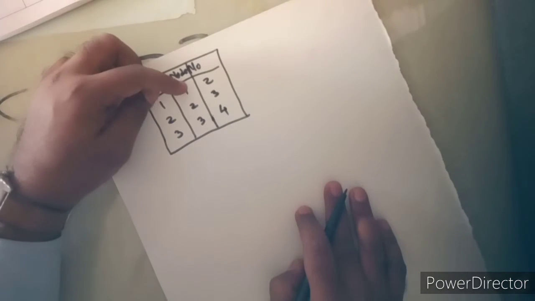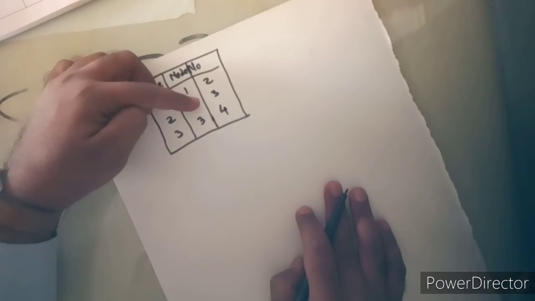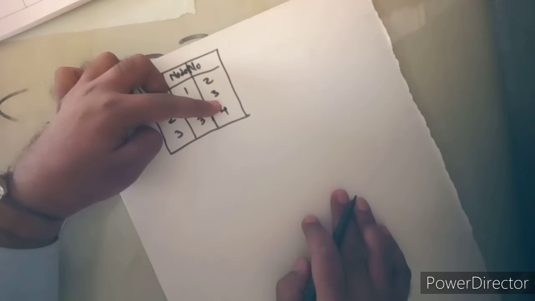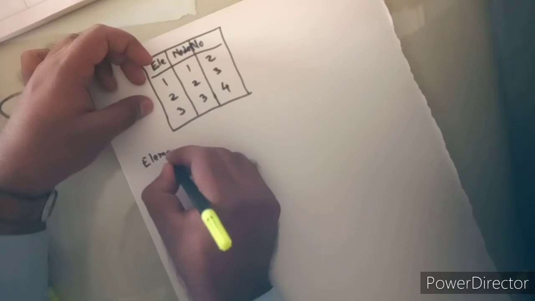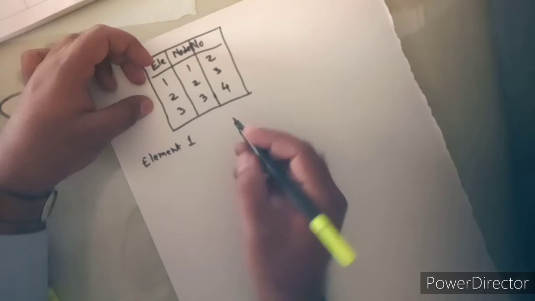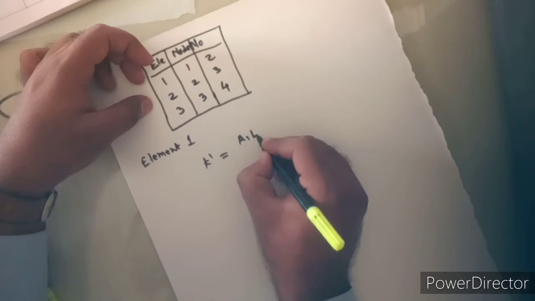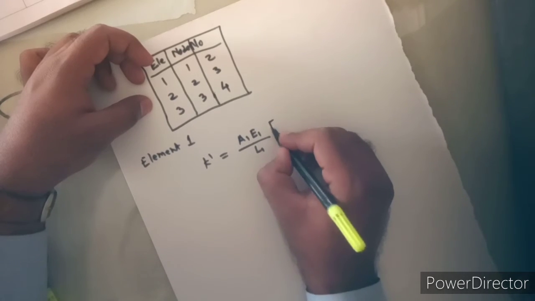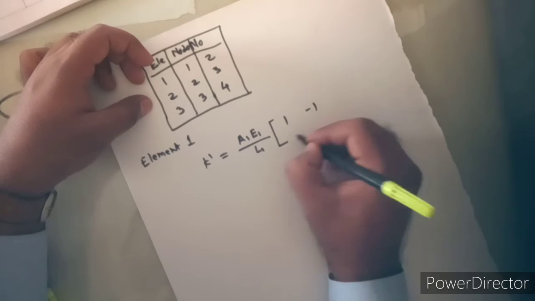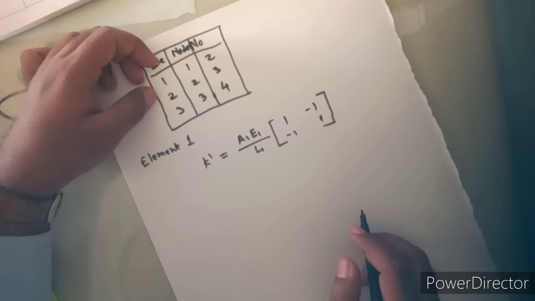Okay, the first element consists of the first and second node. For the second element, second and third node. For the third element, third and fourth node. Okay, then for element 1, K1 is equal to A1 E1 divided by L1, which is the stiffness matrix: 1 minus 1, minus 1 1. It's the formula of the stiffness matrix.